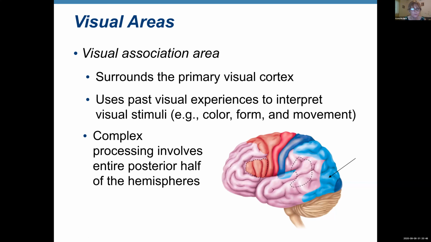And of course, complex processing involves the entire posterior half of the hemisphere. Not only do you see the color, first you need to know what color that is. You need to learn this color, you need to store these memories about color or form, right? Remember when you're little, they teach you this is red, this is yellow. Or form: this is square, this is circle. That's all the job of the entire cortex over here. So that's the visual association area.